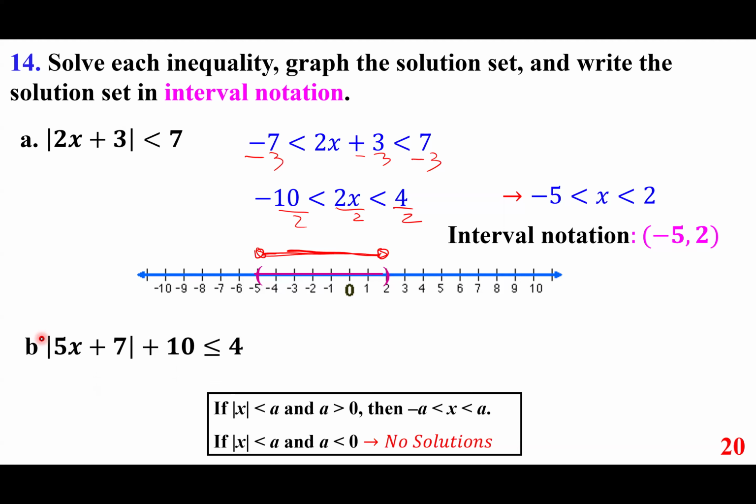What about this one? Absolute value of 5x plus 7 plus 10 is less than or equal to 4. Again, the first step is to isolate. Don't touch the absolute value. Move the 10. And absolute value of 5x plus 7 is less than or equal to a negative number, any number which is negative. No solutions.